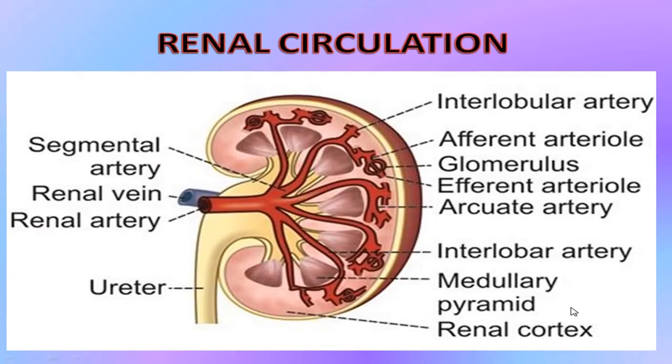Now the renal circulation. As the name shows, renal circulation is a circulation in the kidney. Kidney is supplied with blood through renal artery. Renal artery enters the kidney through hilum, which is present in the concave part or side of the kidney. Inside the kidney, renal artery breaks up into branches. These branches are called interlobar arteries.